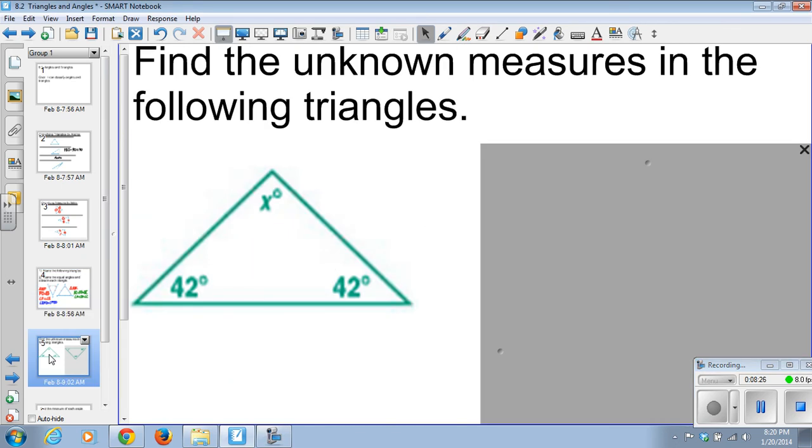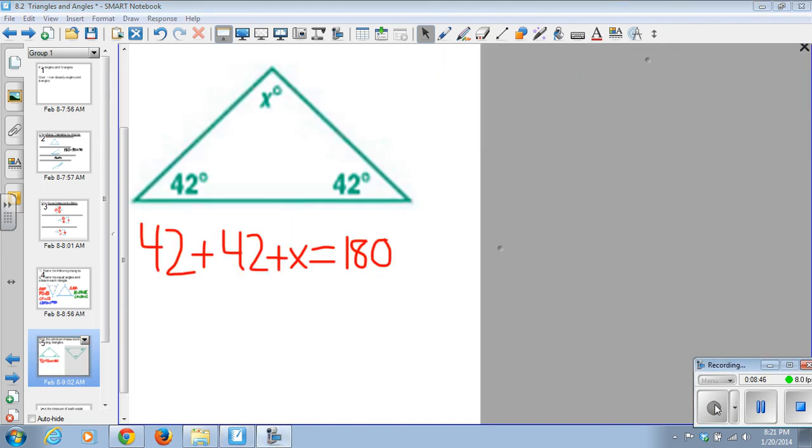Now, we're going to call back on the knowledge that all triangles equal 180 degrees, and we're going to solve equations for missing angles. So we set up an equation by setting the sum of our angles equal to 180. From here, it's just equation solving.